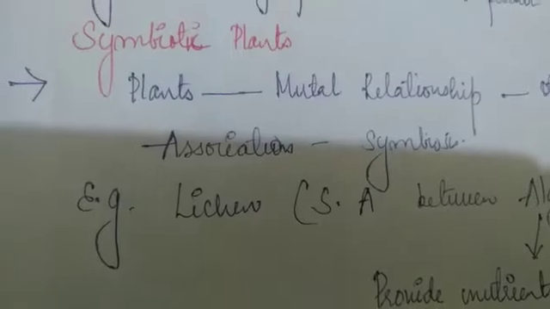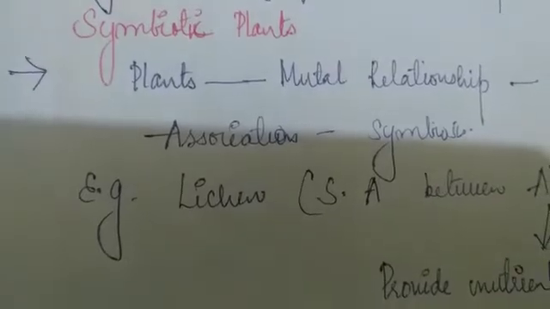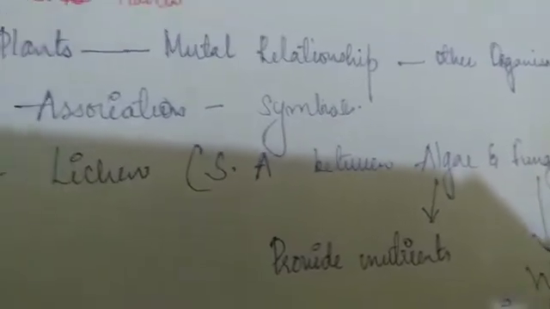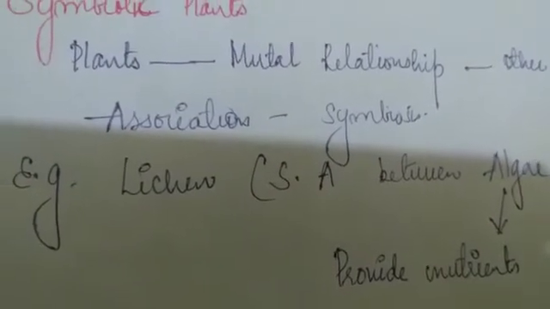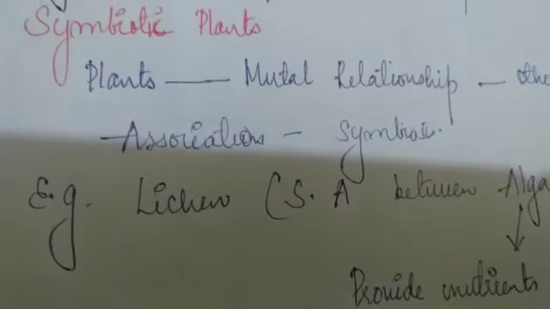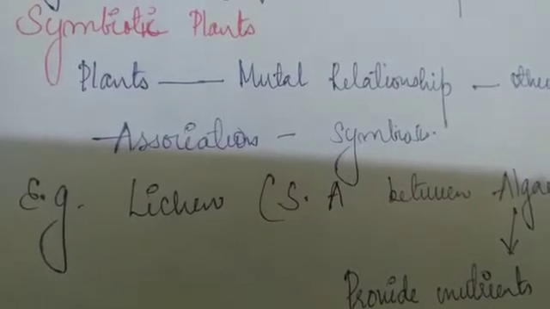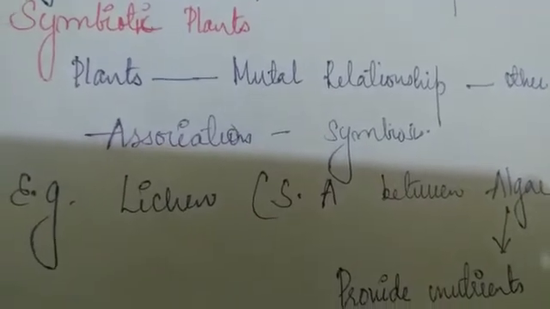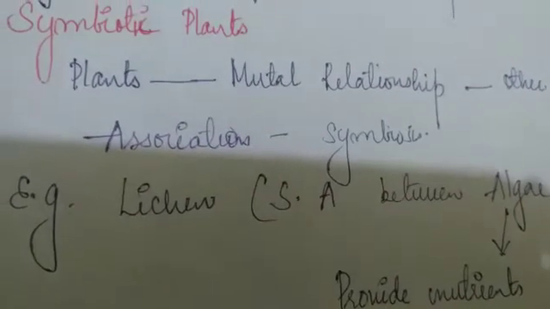Moving to the next portion, we have to study the last classification, that is symbiotic plants. Symbiotic plants means those plants that live in a mutual relationship with another organism, such that both organisms are benefited or share the nutrients. So here both organisms are benefited, that means no organism is harming the other. They live in mutual relationship in such a way that both are benefited.